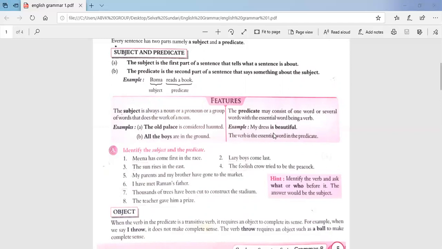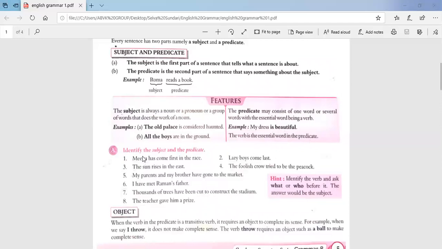Example, my dress is beautiful. Here this sentence is telling about my dress. This is subject. And here is beautiful. So is a verb. How is it? Beautiful. So is a verb. Is beautiful, totally it is predicate. The verb is the essential word in the predicate.